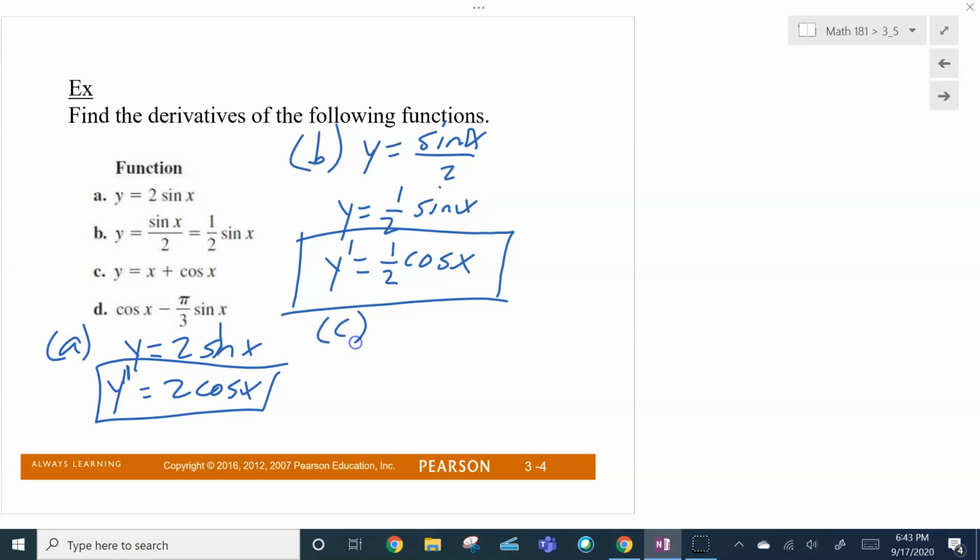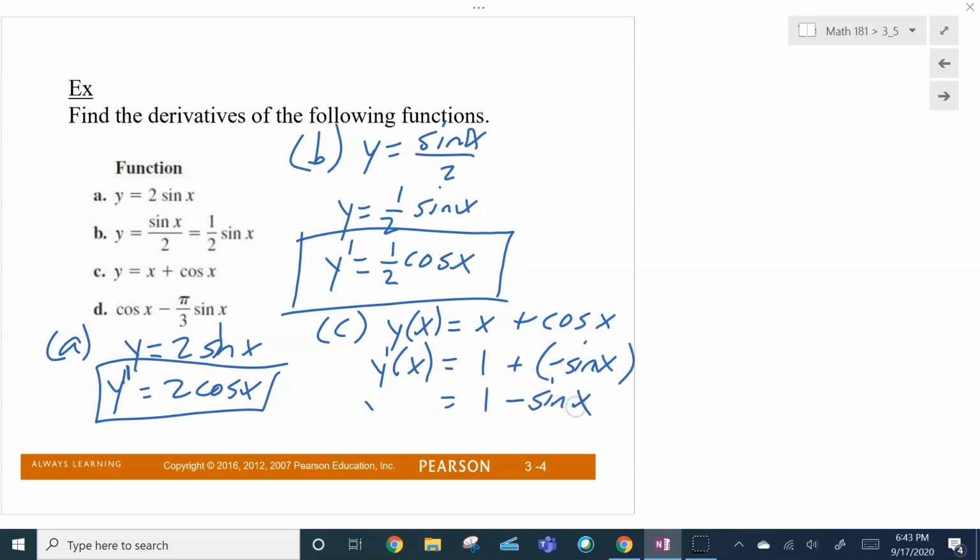C, y of x equals x plus cosine of x. So y prime of x, derivative of x is 1. What's the derivative of the cosine? Negative sine. So this ends up being 1 minus the sine of x. That's y prime of x.